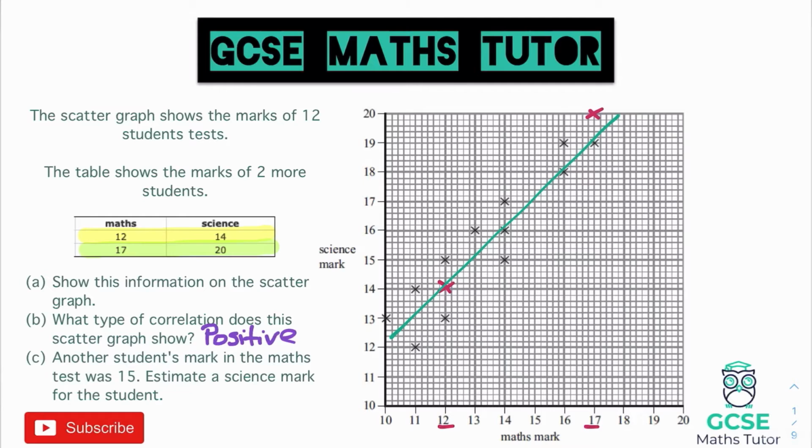Now on to the last part. It says another student's mark in the maths test was 15. Estimate the science mark for the student. Now this is easy enough. All we need to do is find that information on the axes. So we have a maths test mark of 15.